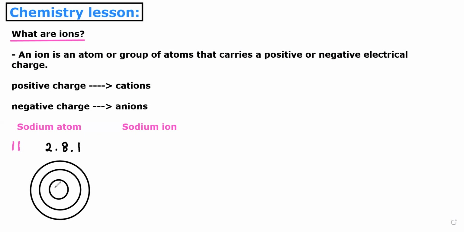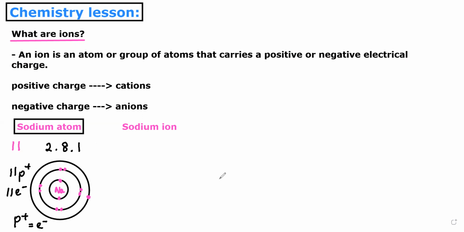Sodium, Na: 2, 8, and 1. So this is a sodium atom. Why? Because it is neutral. Neutral, what does it mean? There are equal number of protons and electrons. Equal number of protons and electrons means there are 11 protons and 11 electrons. So this is neutral sodium atom.